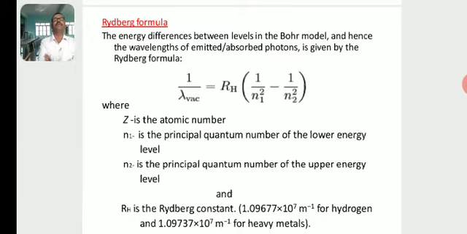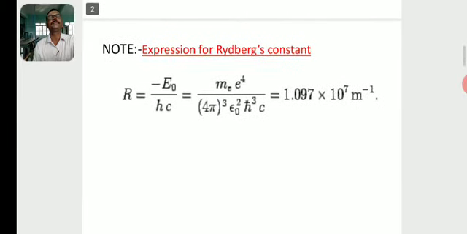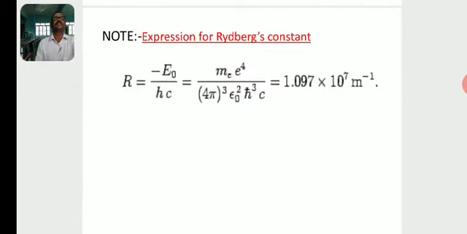Its value is 1.09677 into 10 power of 7 per meter for hydrogen, and 1.09737 into 10 power of 7 per meter for heavy metals. So this is also an expression for the Rydberg constant. Just note that R is equal to minus E naught by hc, that is m e to the power of 4 by 4 pi cube epsilon naught cube h cross cube c, which is equal to 1.097 into 10 power of 7 per meter.